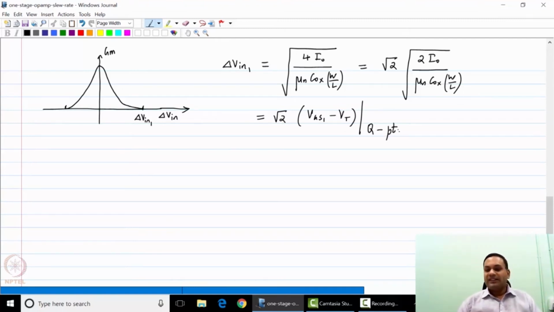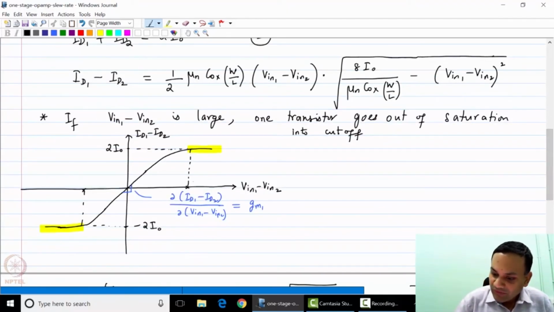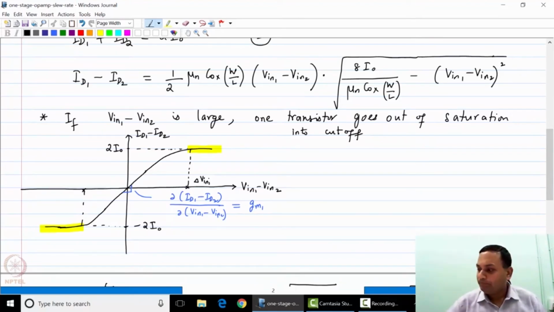So if you were to take the quiescent point of the differential pair and calculate the VGS1 minus VT, which is the overdrive voltage or the VDsat of the device, and if you were to apply root 2 times that voltage at the input of the differential pair, all of the current would switch to one side, and that is this point delta Vin1.